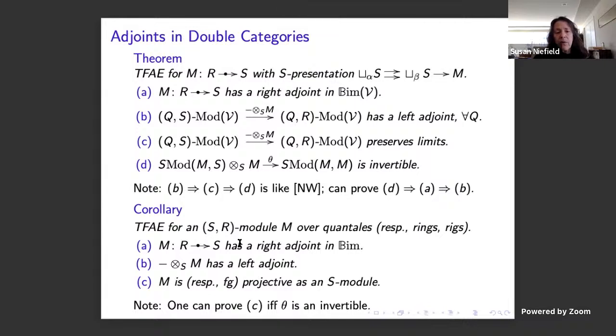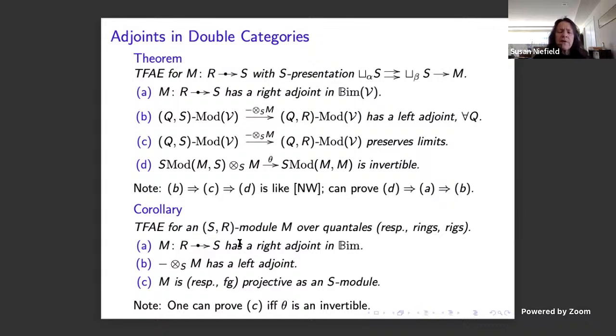And the way the proof of this goes is you know that A implies B, and you know that A is equivalent to B, and you know that B is equivalent to D in the theorem. So what you do is you prove that D in the theorem holds if and only if this property C holds. In the case of quantales, just projective. In the case of rings, it's finitely generated projective.